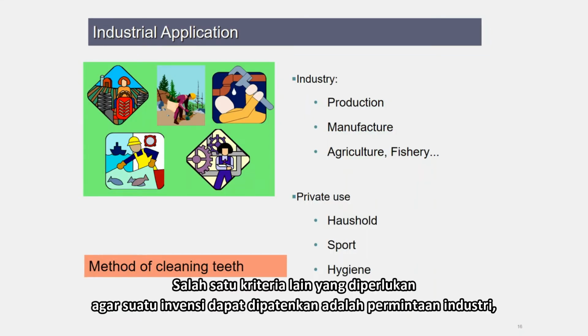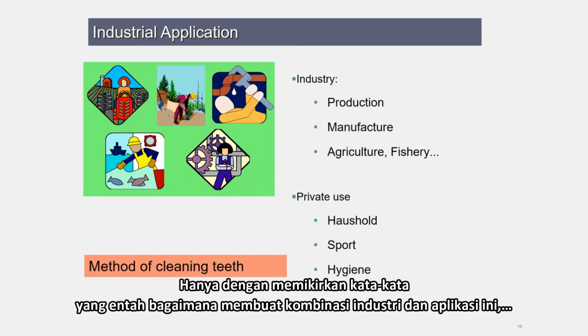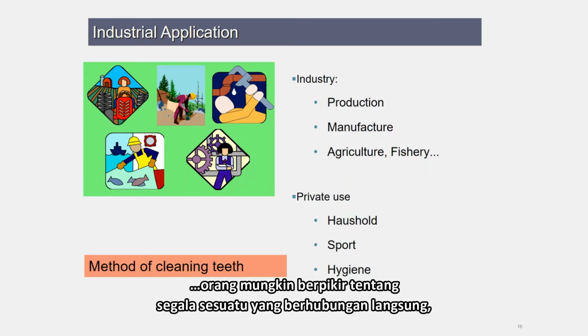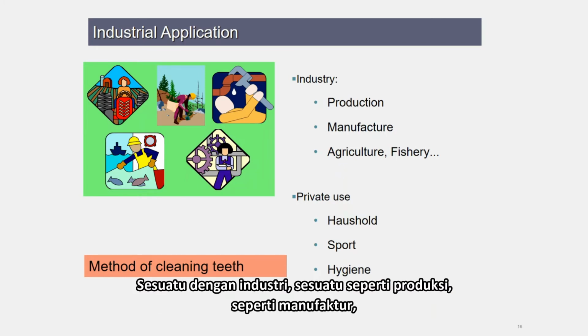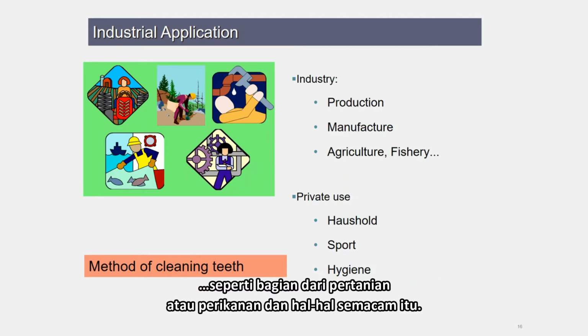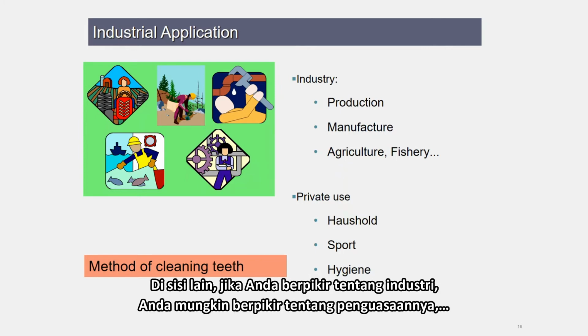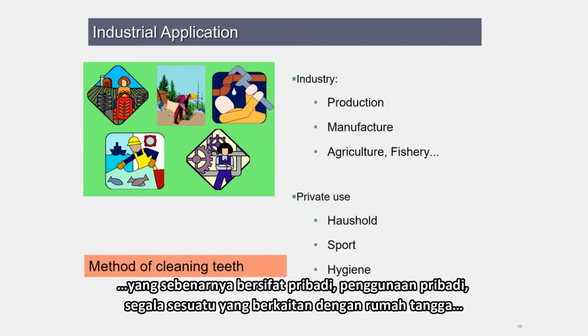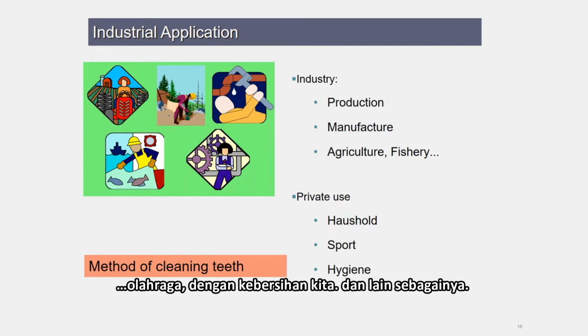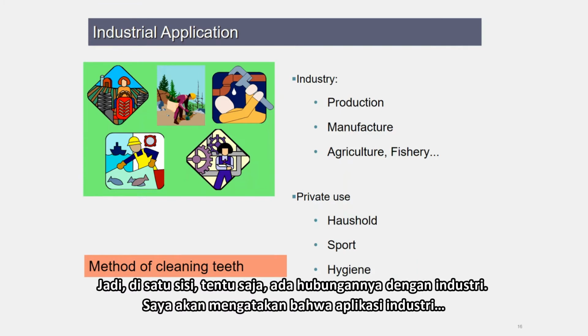One of the other criteria which is necessary for the patentability of an invention is, in fact, the industrial application. Just by thinking about the words which make this combination, industrial and application, one might think about everything which has to do directly with industry, like production, like manufacturing, like part of agriculture or fishery, and things like that. On the other side, if you think about industry, you might think about the contrary of it, which is actually private use, everything which has to do with household, with sport, with hygiene, and so on and so forth. So, on the one side, of course, it has to do with industry.